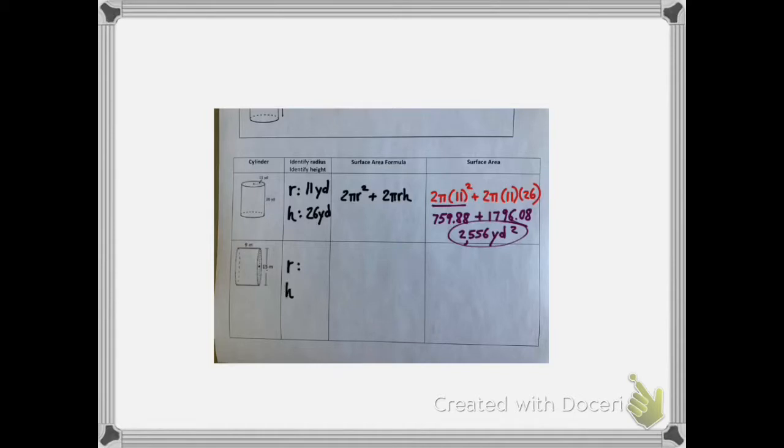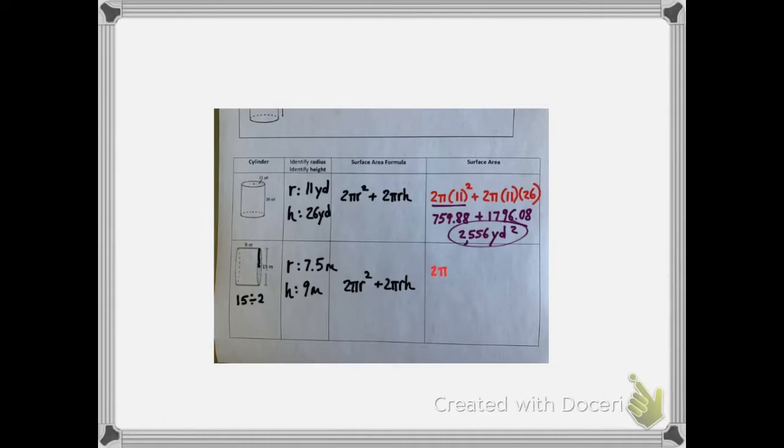For the last one, let's identify the radius and the height. The radius has to go halfway across the circle. So 15 represents all the way across, so I only want halfway. So I have to take 15 and divide by 2, which is 7.5. And then the height is 9, and these are both meters. So surface area, 2 pi r squared to represent the two circles, plus 2 pi rh to represent the rectangle when you unravel that. So let's plug in from the picture.